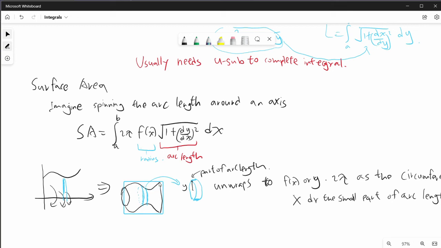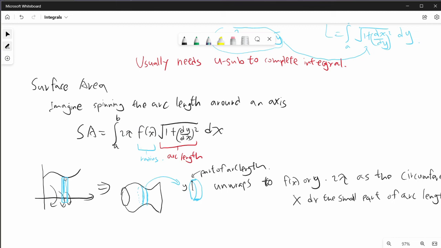When we take this blue part out, this kind of looks like the cylinder again, where if we unroll this, it will be the circumference, right? It's 2 pi r times the little bit of that arc length, right? This is the arc length of the function. So using that logic, the surface area would just be 2 pi r, the radius in this case.